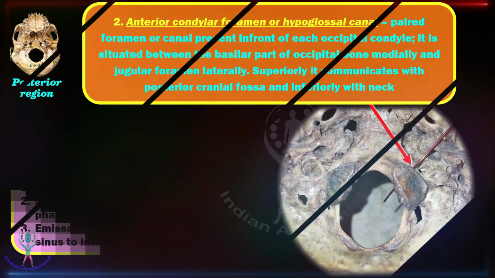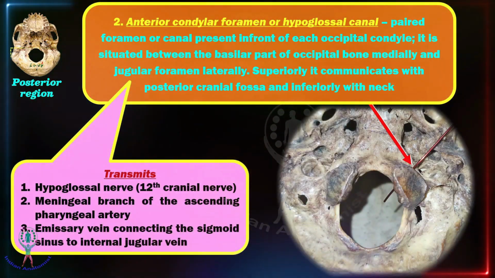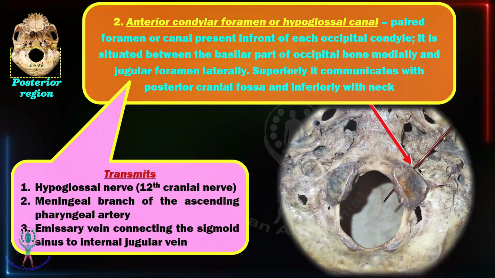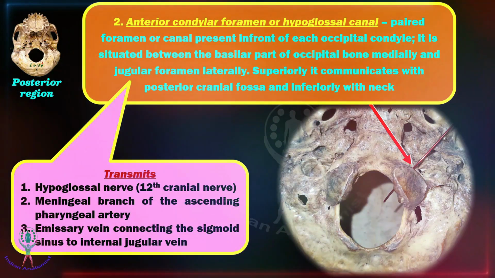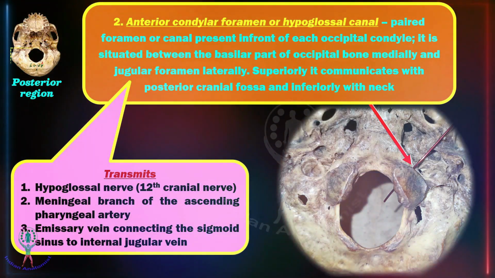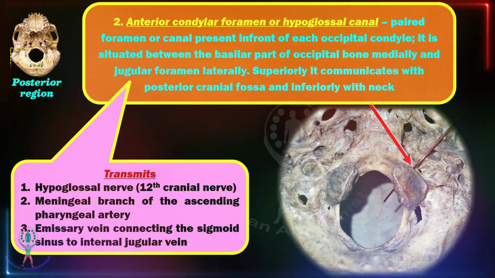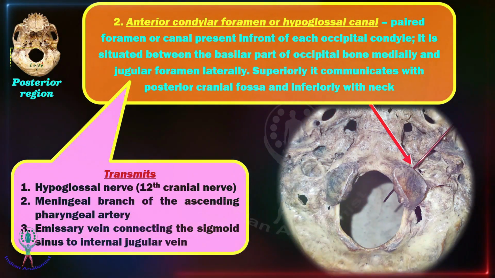The structures transmitting are hypoglossal nerve, that is 12th cranial nerve, meningeal branch of the ascending pharyngeal artery, and emissary vein connecting the sigmoid sinus to the internal jugular vein.